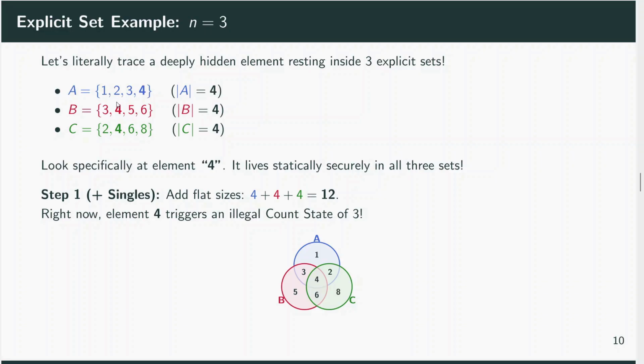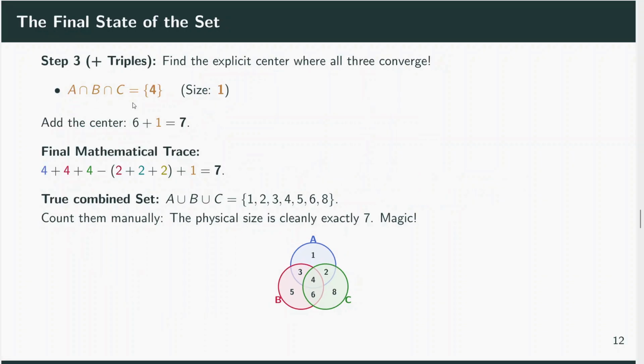Which single element appears in all three lists at the same time? Just 4. Only 4 is a member of A and B and C all at once. So the intersection of A, B, and C is the set containing just the element 4. Its size is 1. We add that to our running total. 6 plus 1 equals 7.